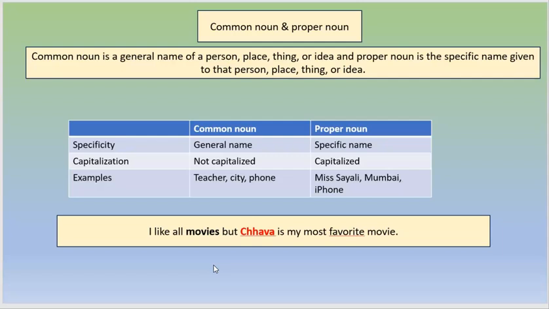If we start the sentence with the common noun movies, then we need to capitalize the M of movies as per the punctuation rules in grammar. Hey, sorry, the spelling of favorite is not correct here. Let's make it correct first.